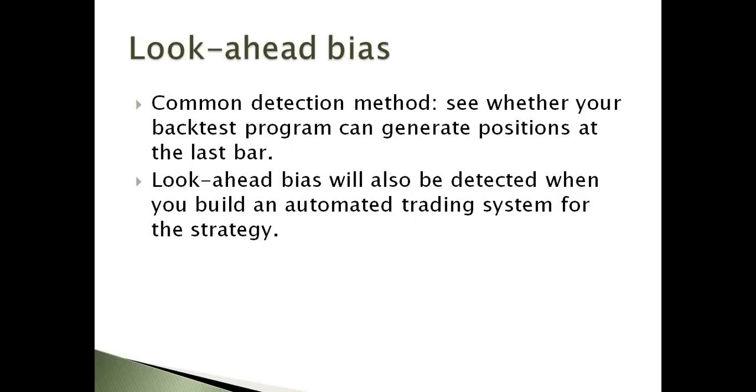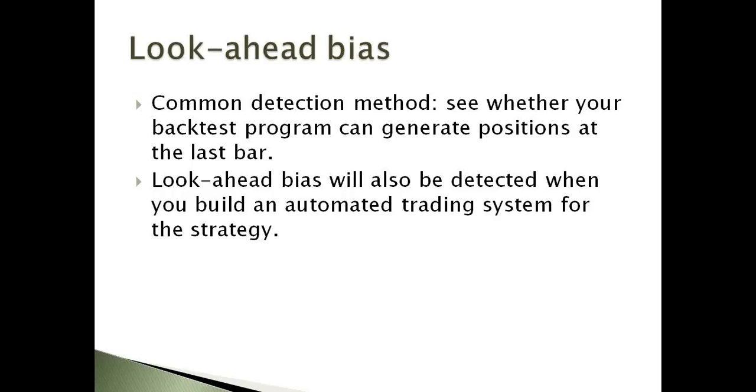One easy detection method is to see whether the backtest program can generate positions on the last day or the last bar. If your backtest program actually requires future data to generate signals, then it wouldn't be able to generate a signal in the last bar. So that's one way to tell: if it is unable to generate a signal in the last bar, it looks likely that your strategy has a look-ahead bias.